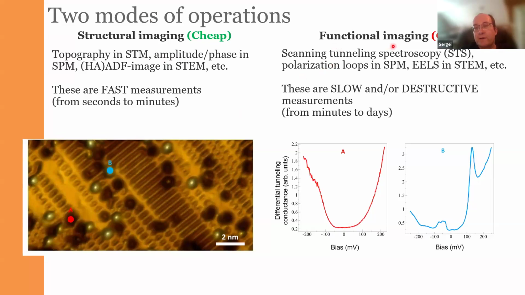We also have functional images, which are expensive. So in the STM, it is spectroscopy. In PFM, it's polarization loop measurement. In STEM, it's EELS. So those can be either slow or expensive or destructive. For example, if we want to use nanoindentation on complex microstructures, if we do a measurement in one location, we cannot make any measurements in the adjacent location because there is a huge hole in the material.